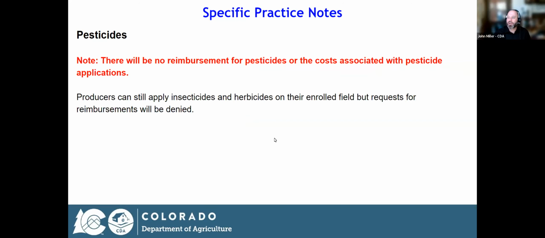And then this is just a general reimbursement note here. There will be no reimbursement for pesticides or the costs associated with pesticide applications. That does not mean that they can't apply insecticides and herbicides on their enrolled fields, but do not include them in your request for reimbursement. If you do, we'll turn them back.